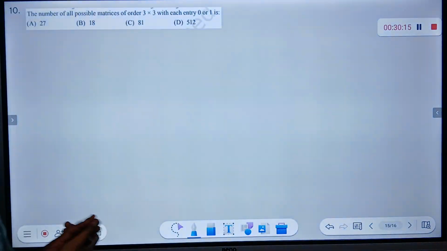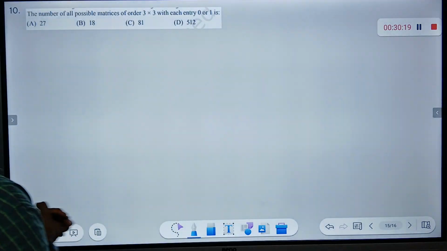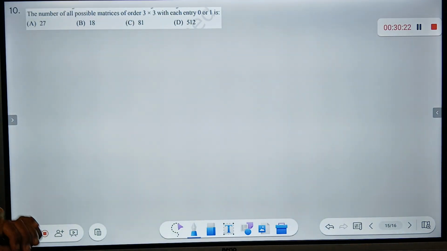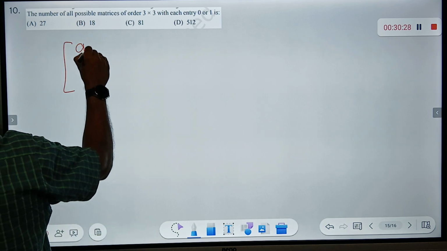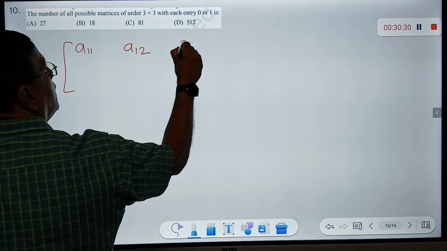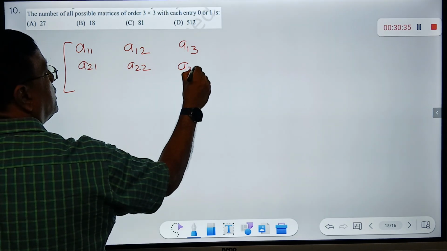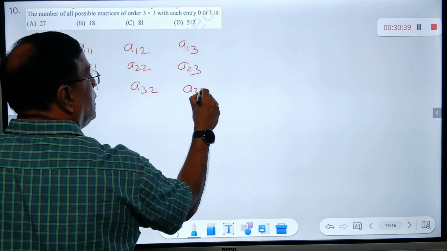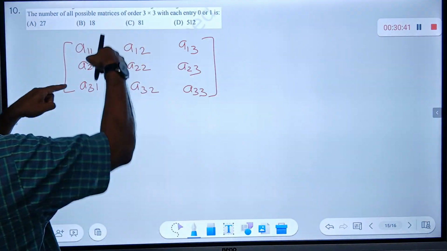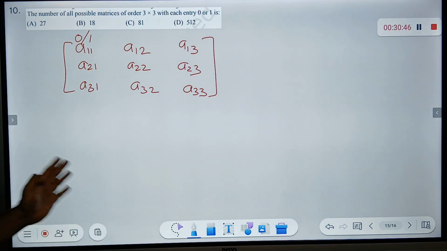Now let's do the final question from the NCERT. With that, we'll stop with this video. Now what is the final question? The number of all possible matrices of order 3 by 3. What do you mean by order 3 by 3? A21, A22, A23, A31, A32 and A33, where each and every element will be either 0 or 1. You can have either 0 or 1.